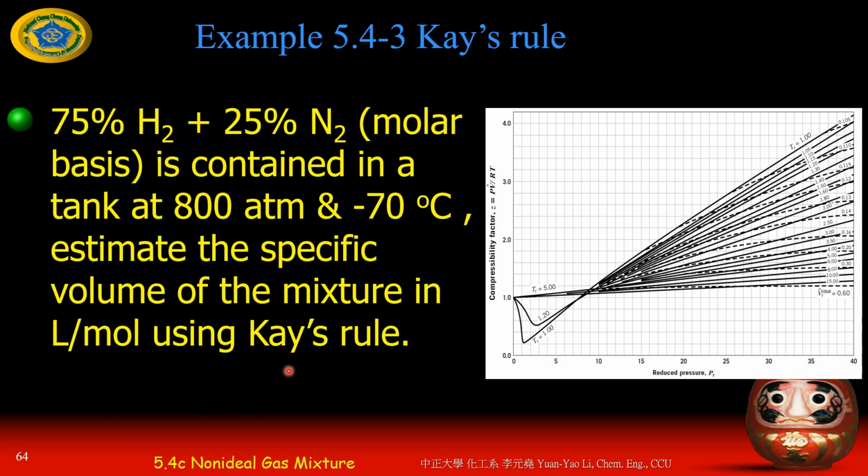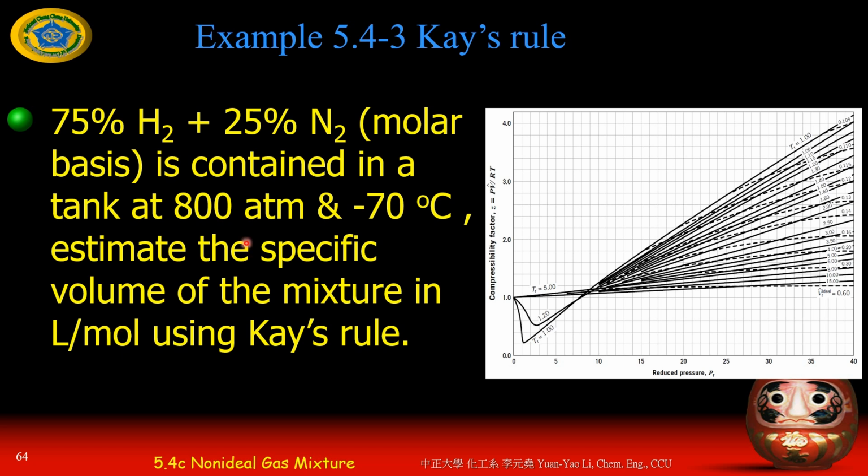Okay, this is the question. A mixture of 75% hydrogen and 25% nitrogen, on a molar basis, is contained in a tank at 800 atm and minus 70 Celsius. Estimate the specific volume of the mixture in liters per mole using Kay's rule. So you have pressure, you have temperature, and what you need to find out is volume.